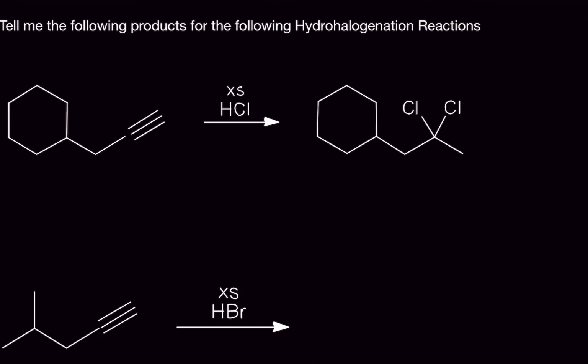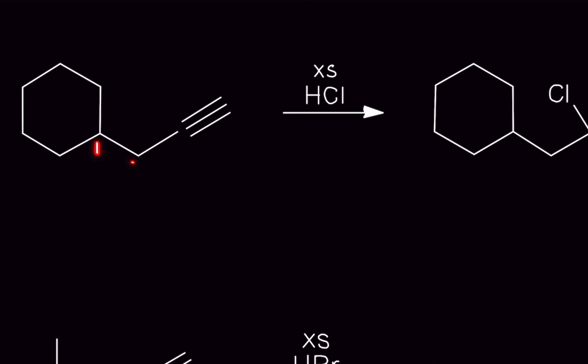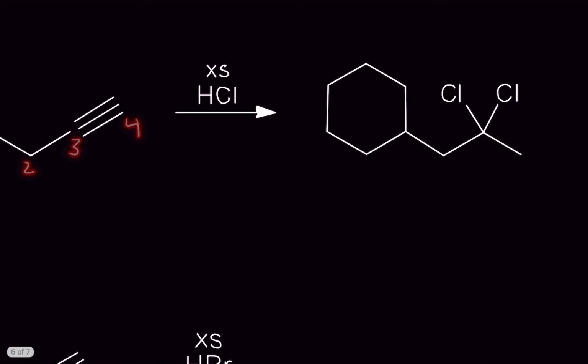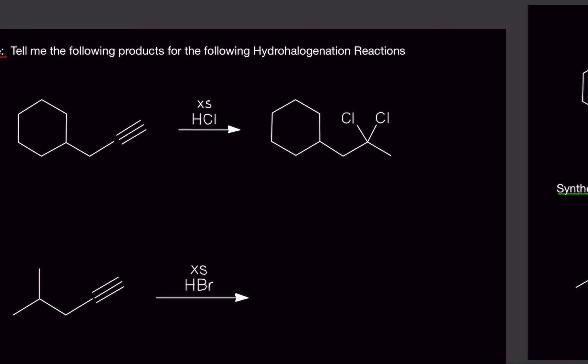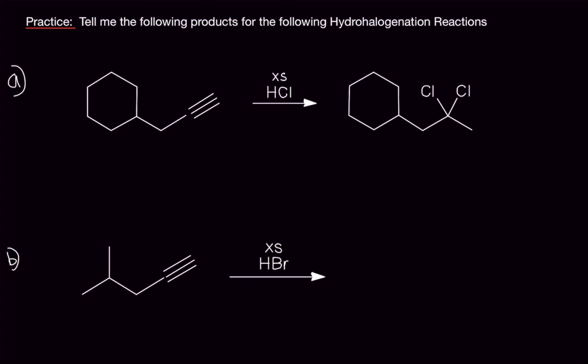Like this. Now, gotta be careful. Where's this coming from? Count the carbons. Let's just say that this is carbon 1, this is 2, this is 3, this is 4. This is 1, this is 2, this is 3, this is 4. 4 is coming from here. That's why. We just straightened it out a little bit. That's why. B. Same thing.